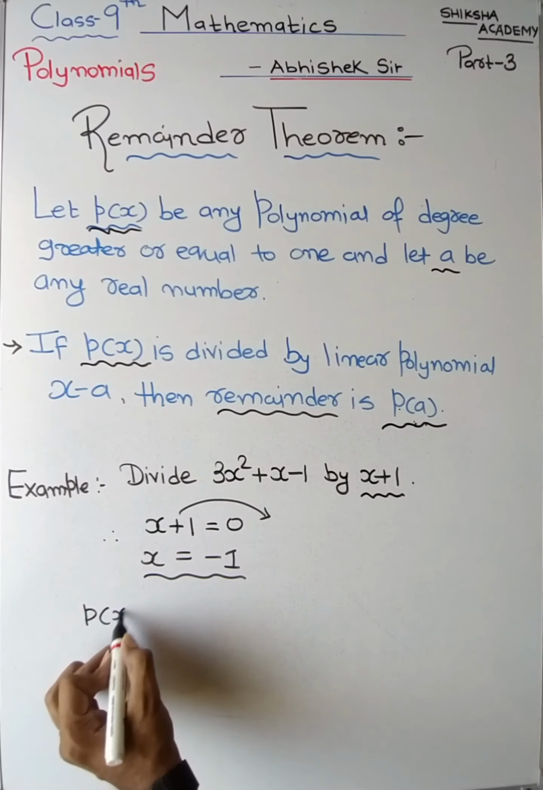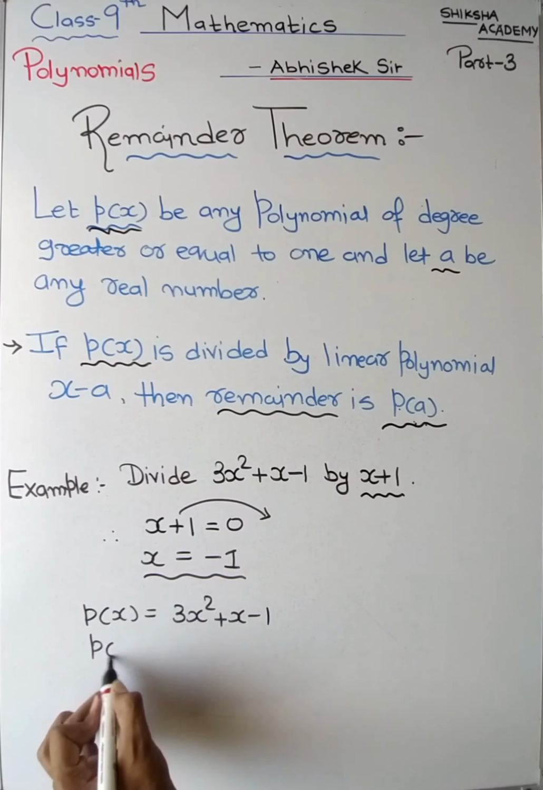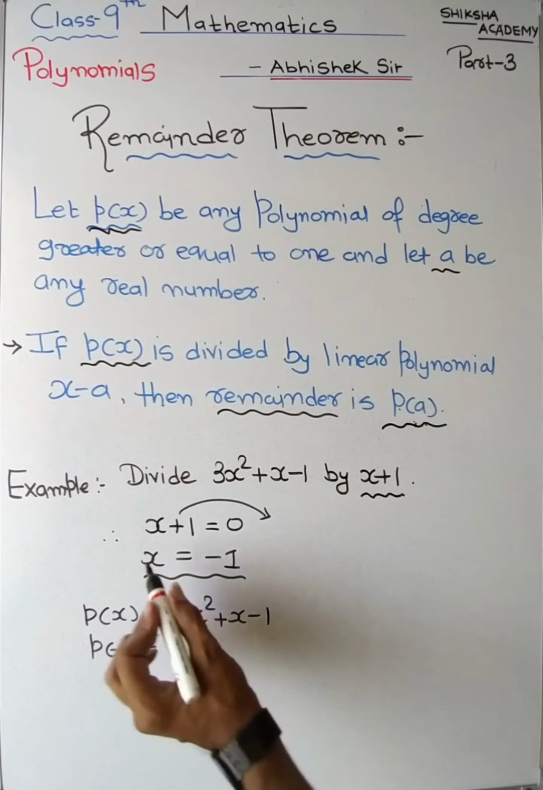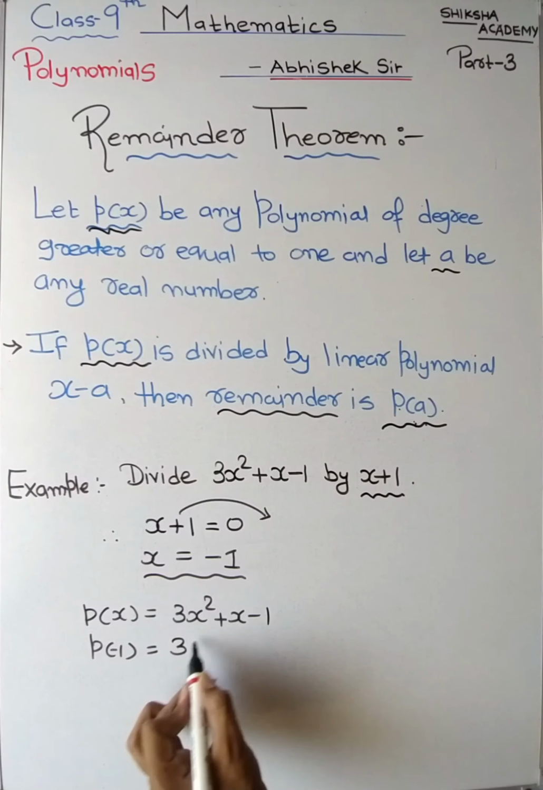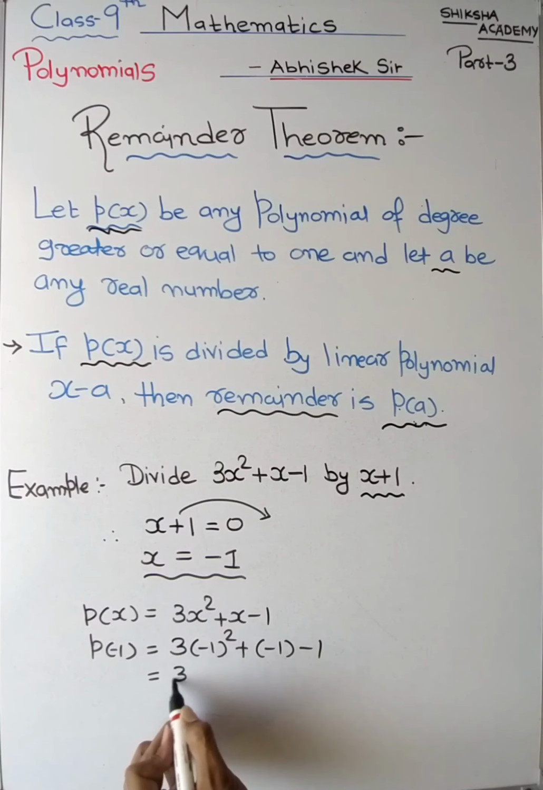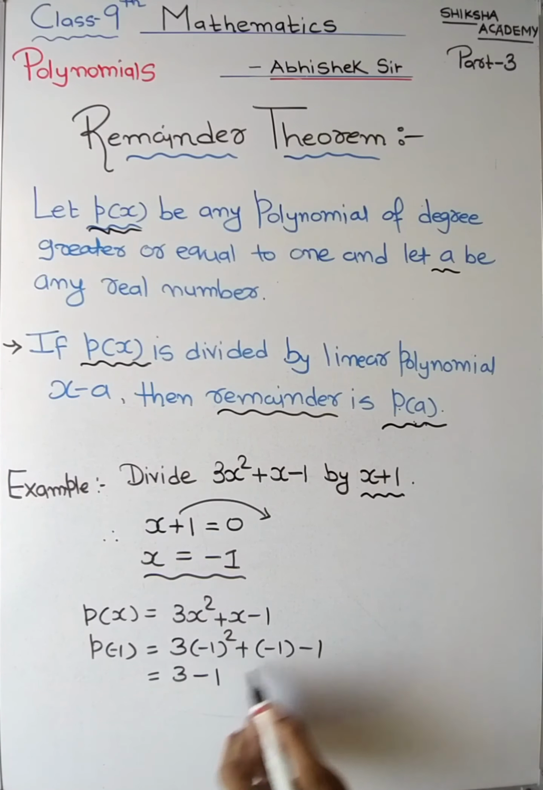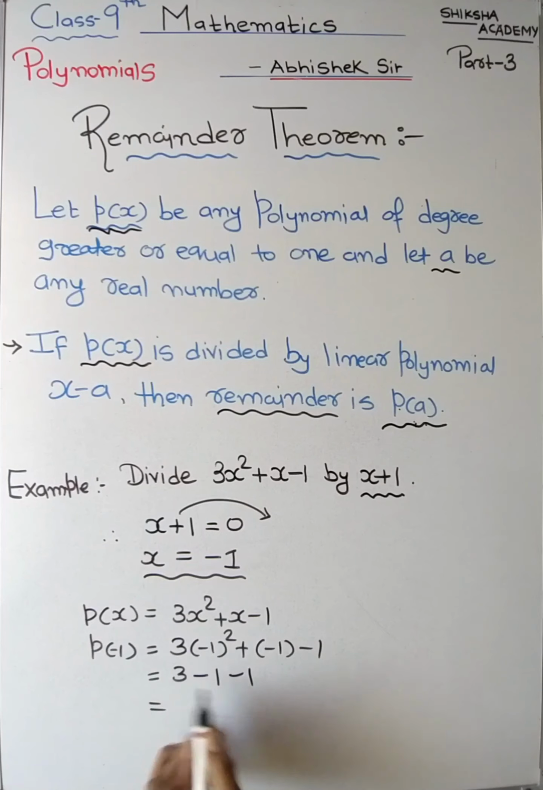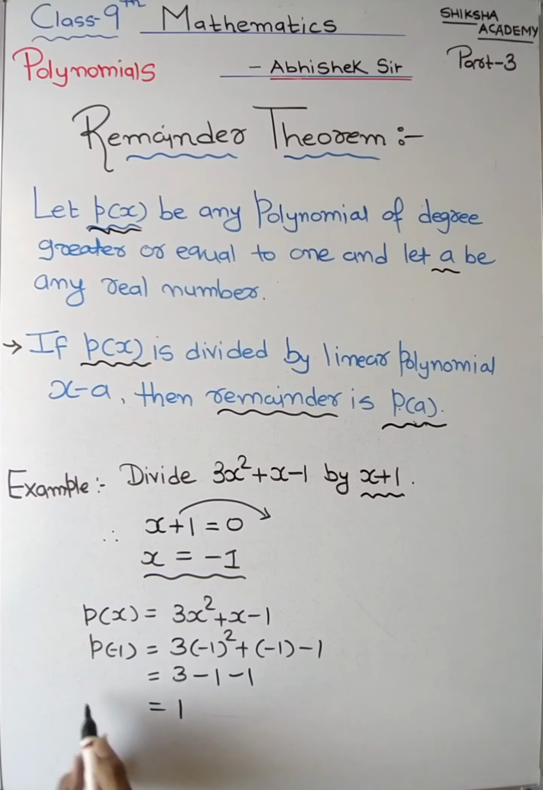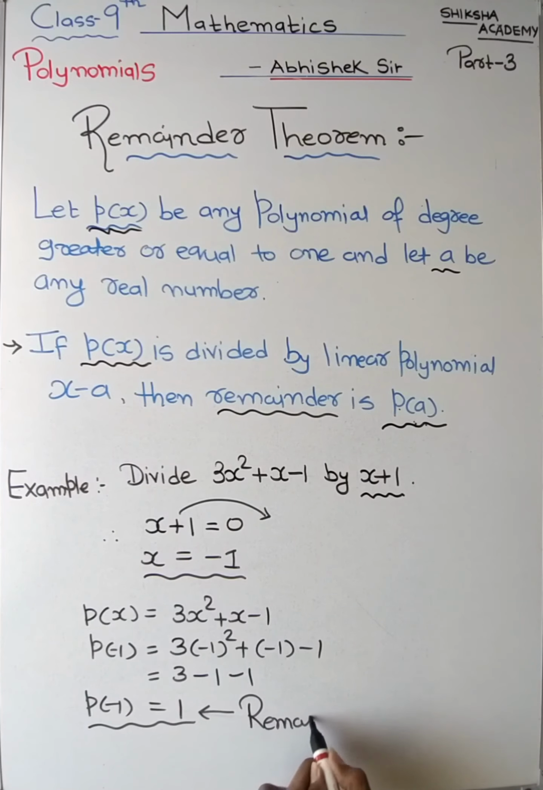Okay, so here it was p of x, that was 3x square plus x minus 1. Now let us put the value minus 1 over here, as we have got x equals to minus 1. So 3 into minus 1 whole square plus minus 1 minus 1. 3 into minus 1 square. Minus 1 square will be plus 1 only. So 3 ones are 3. Minus 1 plus minus 1 over here. So finally the answer we get: 3 minus 1 is 2, 2 minus 1 is 1. So finally what is the remainder? Remainder is plus 1. So this is the remainder.